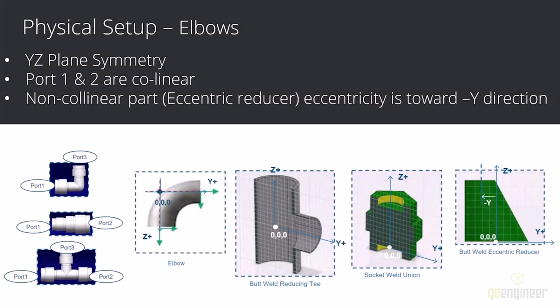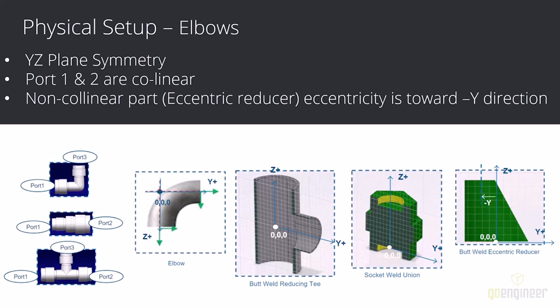Now, moving on to elbows, there's a couple rules to follow. On these, you need to be symmetric about the YZ plane. Ports 1 and 2 are collinear. So if it goes 90 degrees, then you'll only have a port 1 and a port 3. If they're straight across, like a coupling or something like that, it's going to be a port 1 and a port 2, which is fine.